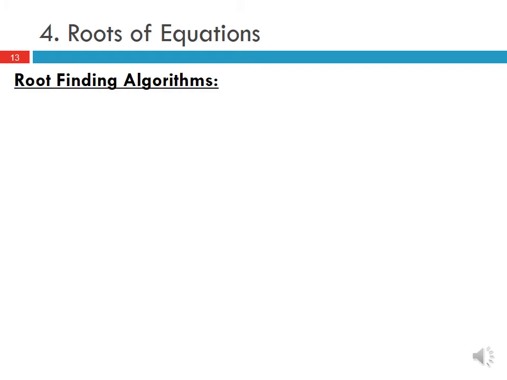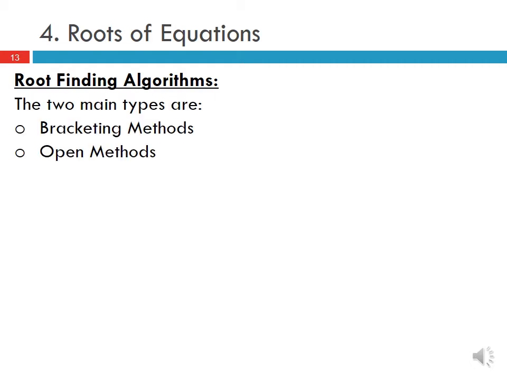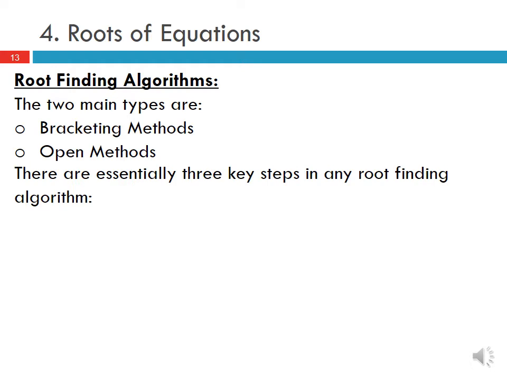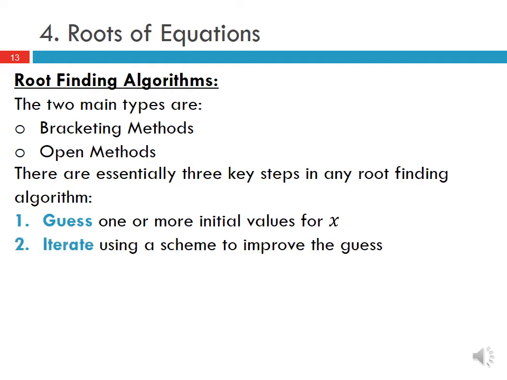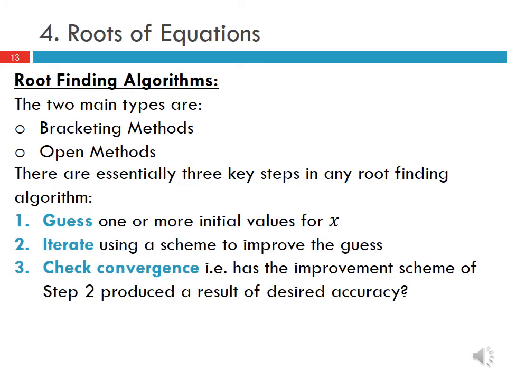So the alternative to graphical methods is using a root finding algorithm. The 2 main types are bracketing methods and open methods. And there are essentially 3 key steps in any root finding algorithm. First, you want to guess 1 or more initial values for x. Then you want to iterate using a scheme to improve your guess. And then you want to check for convergence. So ask the question, has the improvement scheme of step 2 produced a result of desired accuracy? If the answer is no, then you go back to step 2 and improve your guess again, and then check the convergence again until the answer in step 3 is yes, and then you can stop the iterations.